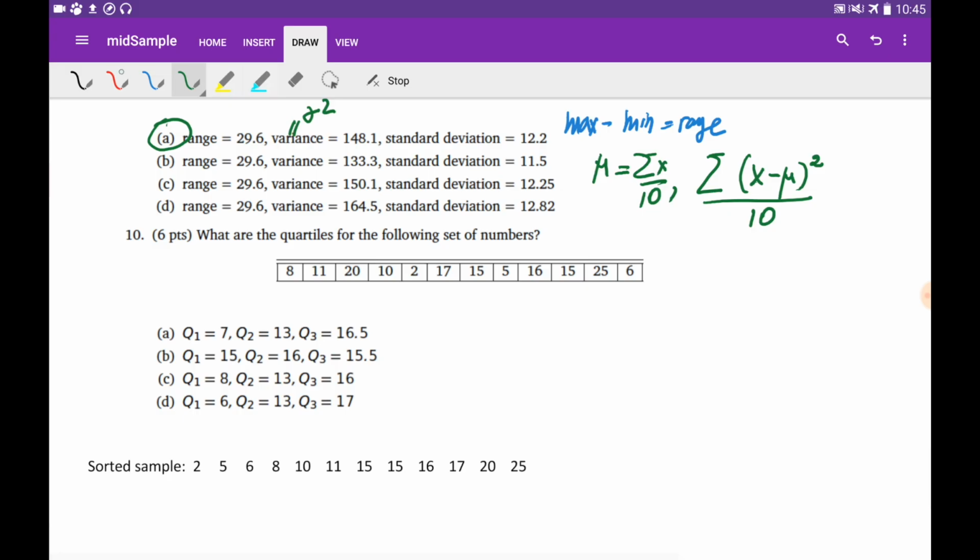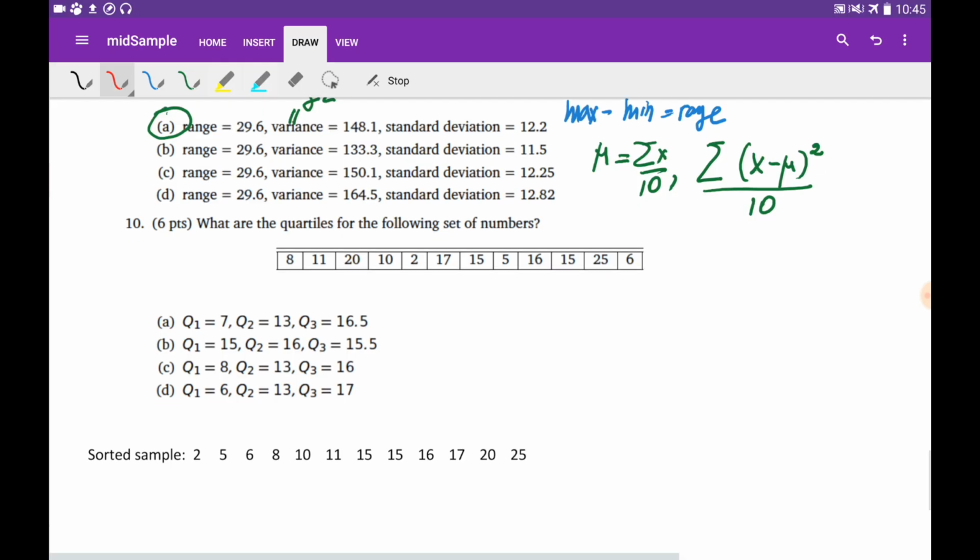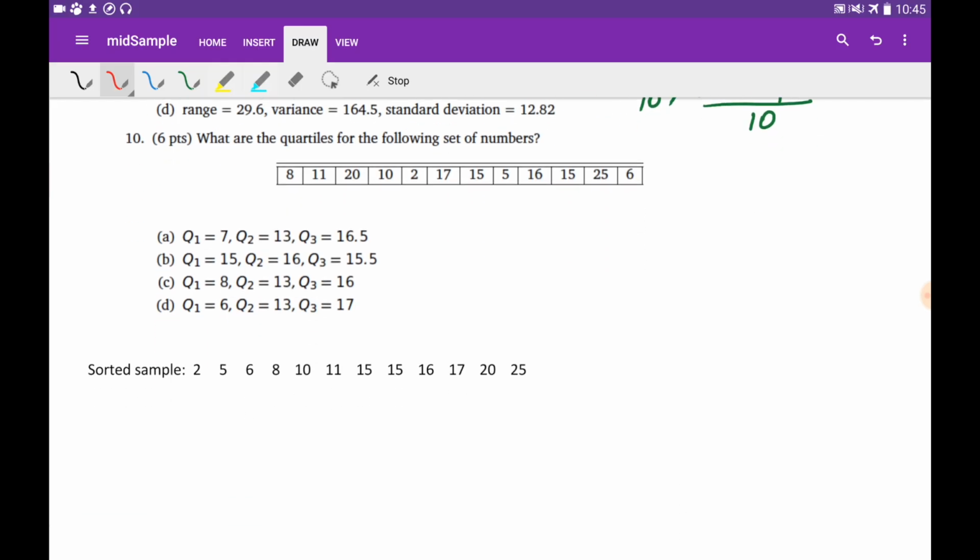So in problem number 10, we're given a sample. We need to find the median, and the two quartiles on the left hand side and on the right hand side of the data sample. So what we need to do is first of all sort all of these numbers: 1, 2, 3, 4, 5, 6, 7, 8, 9, 10, 11, 12, and we need to find the median. So in order to find it, I need to find the average of these two, which is going to be 13, which is going to be Q2 in our case.